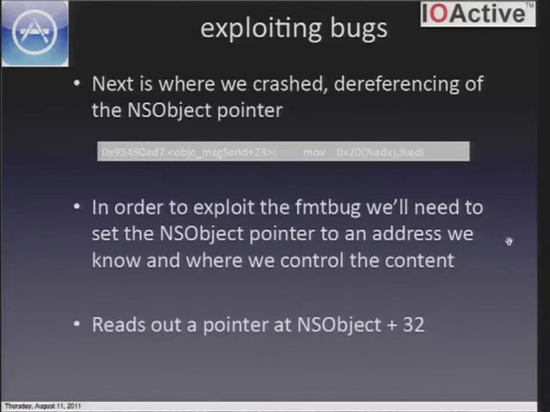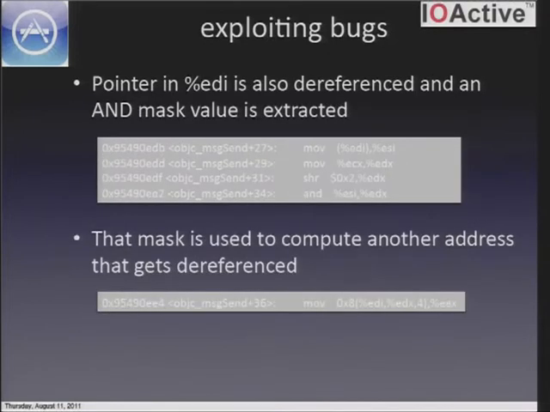Basically, in order to exploit this, that pointer needs to be changed, and it needs to point to a valid piece of memory where you control the content, and that content is going to be the content of an NS object. And then that value is another pointer, which is stored in the EDI register. And there's an AND mask done on top of that, which is this gibberish here. And then that mask is used to compute an address that will get dereferenced.